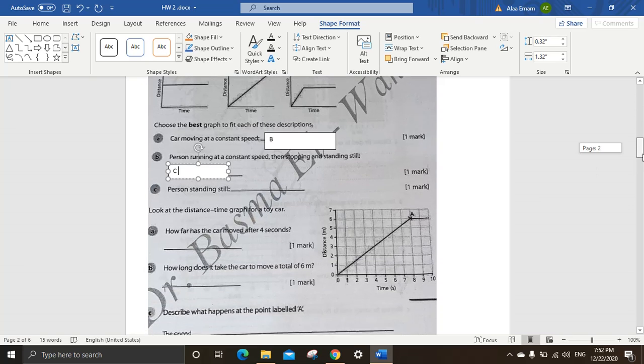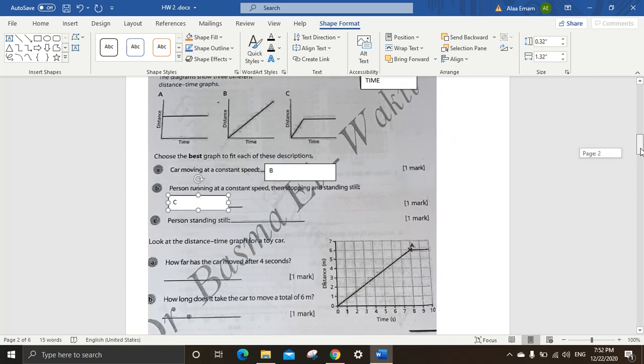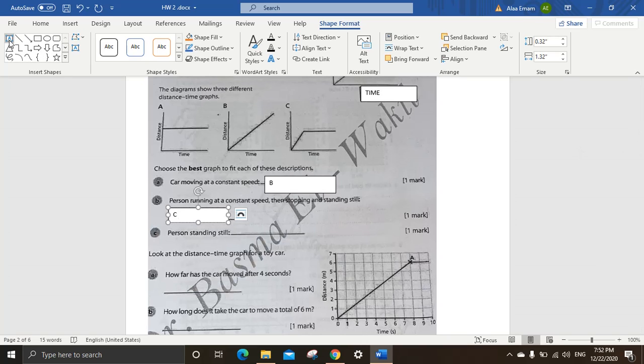Okay, now moving to the third question, person standing still. So this is clearly shown in diagram A. Why? As time passes, the distance is not changing. So this means that the person is not covering any more distance or any less distance. So the person is actually not moving.